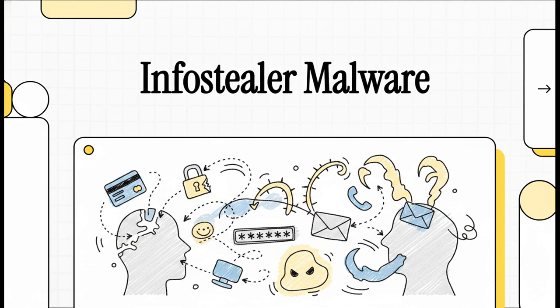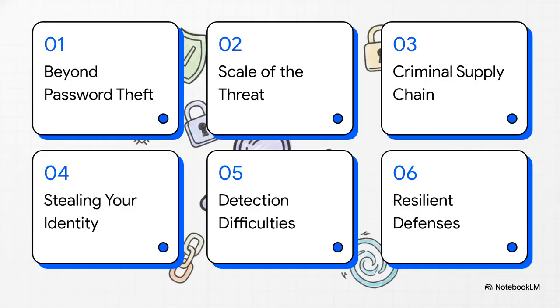It's fascinating, it is incredibly urgent, and by the end of this explainer, you're going to see exactly how this threat operates from the ground up, and more importantly, how organizations can actually stop it. So, here is our roadmap for today. We'll be covering beyond simple password theft, the sheer scale of the threat, the criminal supply chain, exactly how they steal your digital identity, why detecting all this is so incredibly difficult, and finally, how to build resilient defenses.